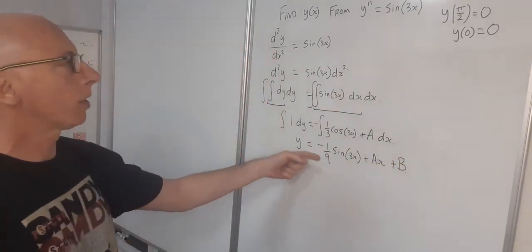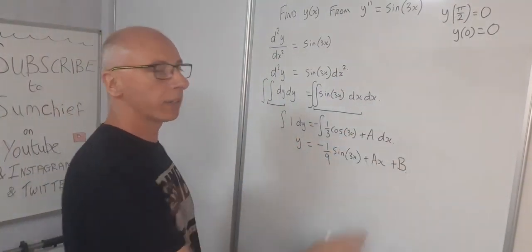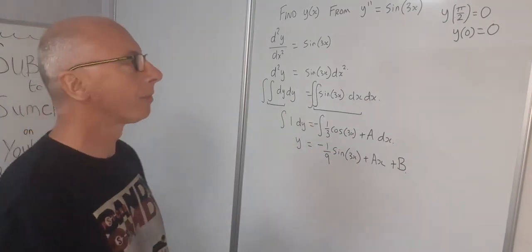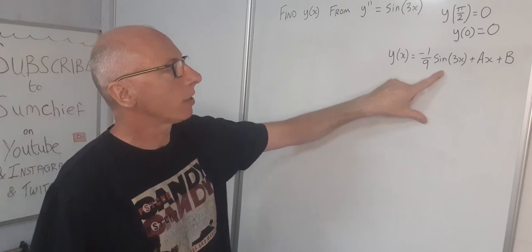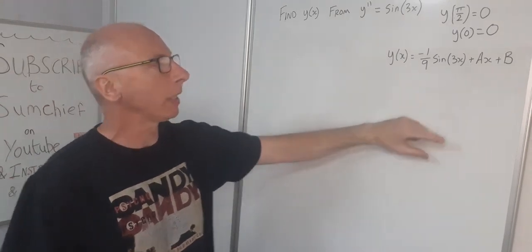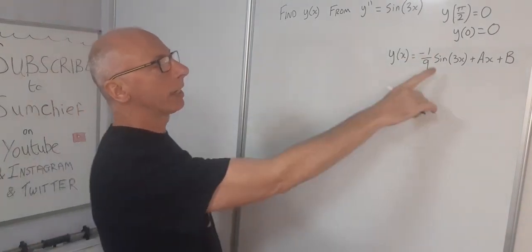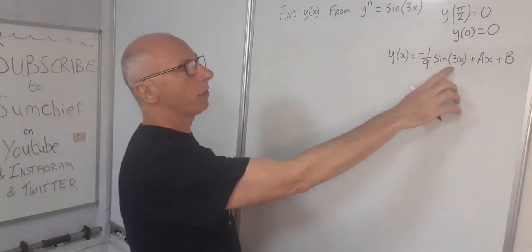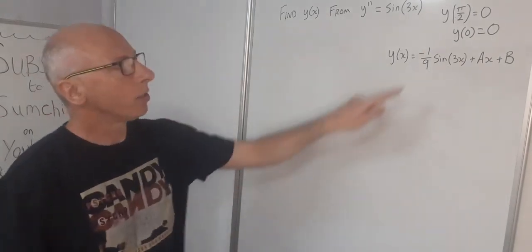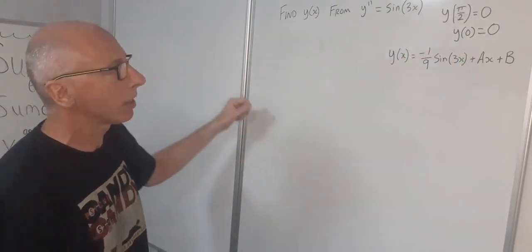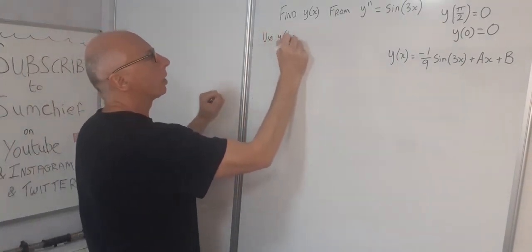Okay, so I'm now going to put this up here, and then we'll use our boundary conditions and see if we can find our constants a and b. So we've got our formula here: y of x equals minus 1/9 sine 3x plus ax plus b. Now we've got these two conditions to use. As sine of 3 times 0 will become 0, and this will become 0, it's looking like using the second one will be the best place to start. So let's use y of 0 equals 0.